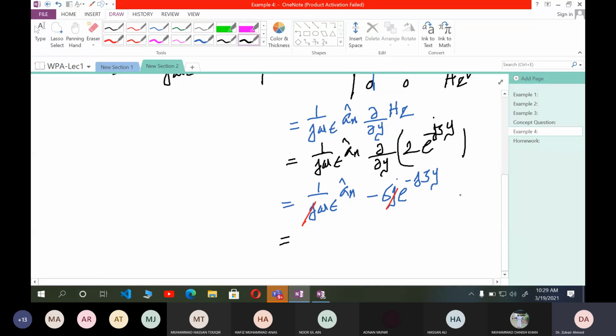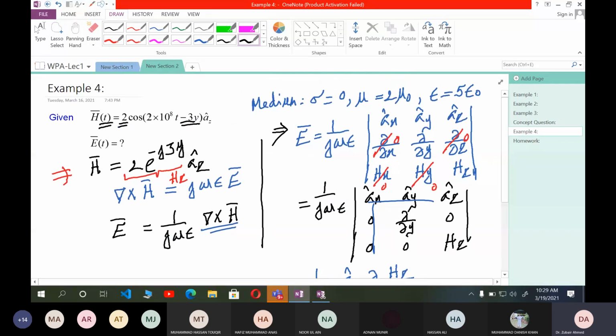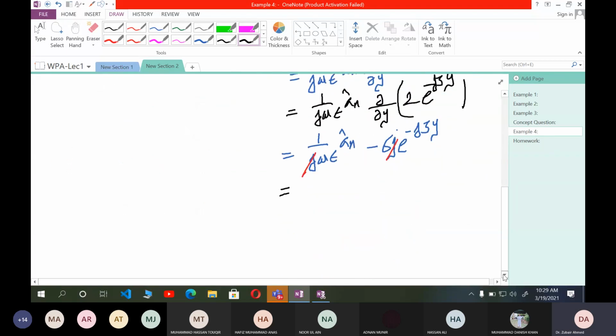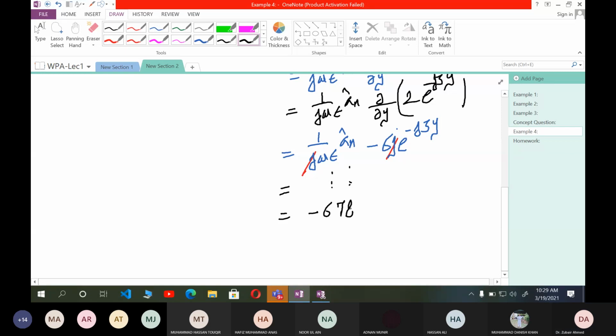Now we need the value of omega and epsilon. Omega is this thing, 2 into 10 power 8, and epsilon is given in the problem as 5 epsilon naught. So if I substitute the values of omega and epsilon here, after a few steps you will get minus 678 exponential of minus j3y ax unit vector. So this is my electric field in the phasor domain.